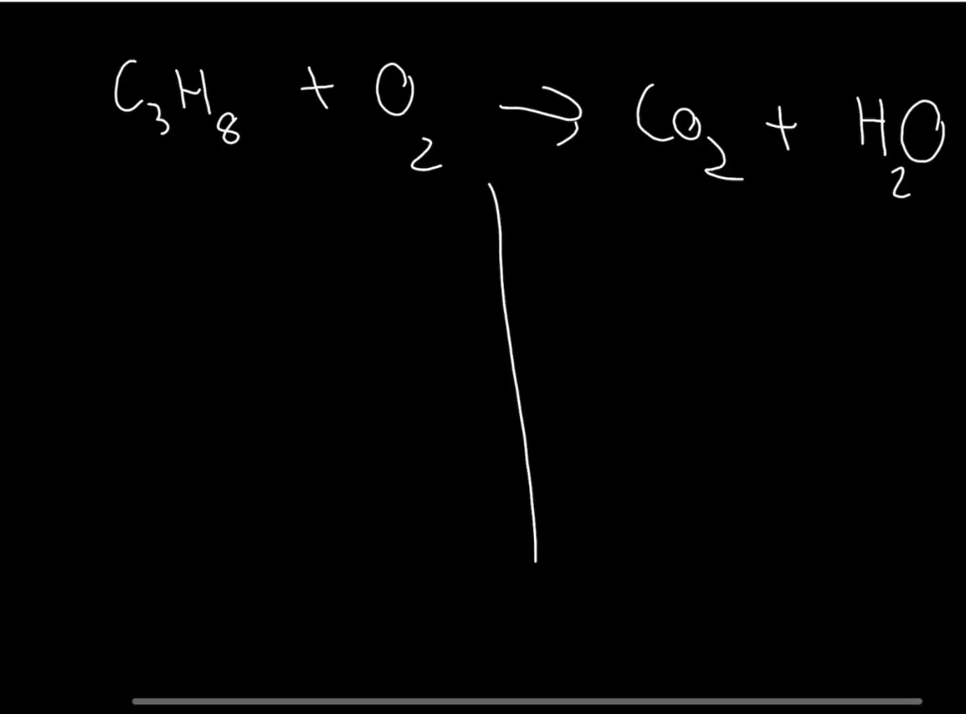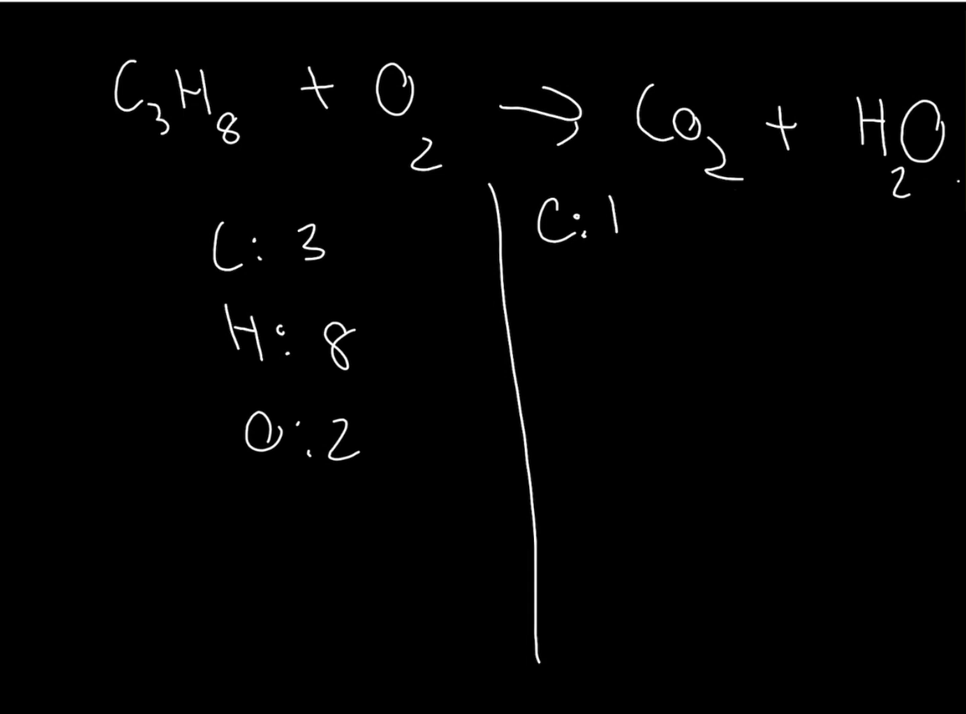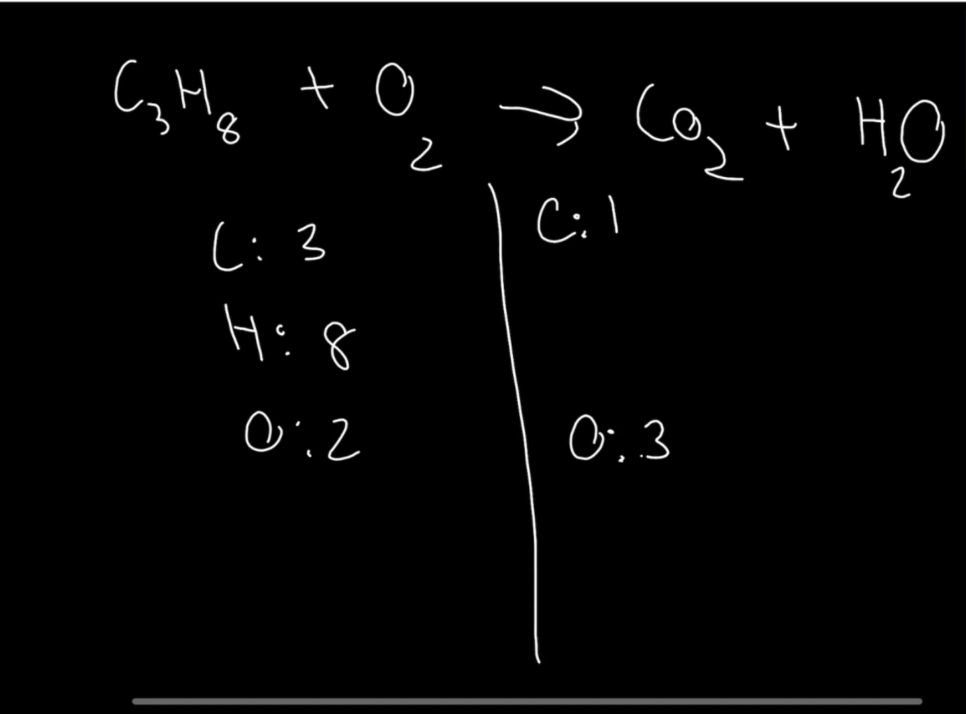Okay. Right now we have 3 carbon atoms, 8 hydrogen atoms, and 2 oxygen atoms. On the right hand side we have 1 carbon atom. We have 2 plus 1, that's going to be 3 oxygen atoms. And we have 2 hydrogen atoms, my bad.